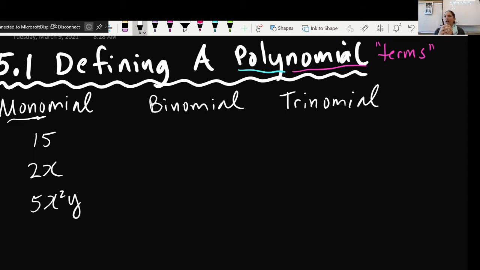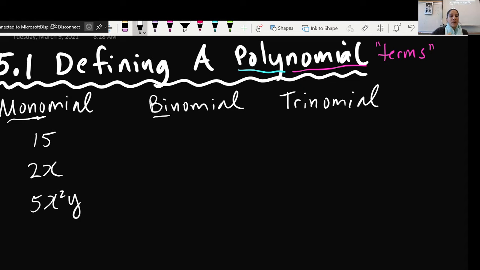We have some experience with this, like yesterday when we were moving the 2x to the other side of the equation. Remember we treated it as a stuck together clump and did minus 2x to move it over? That's because it's one term.